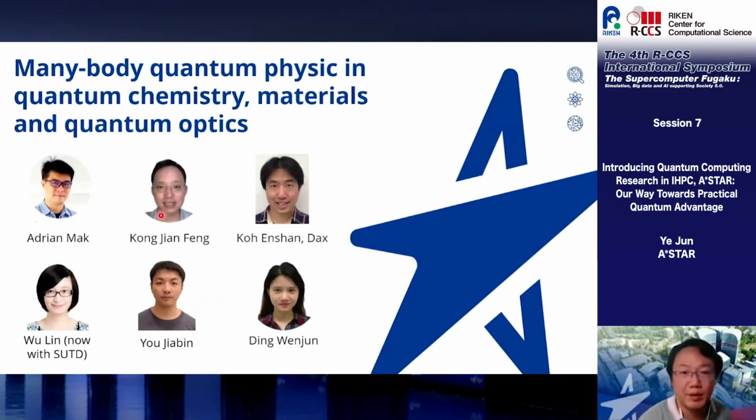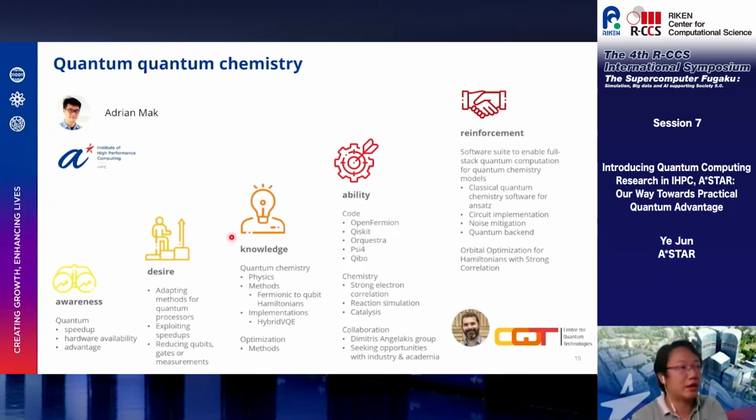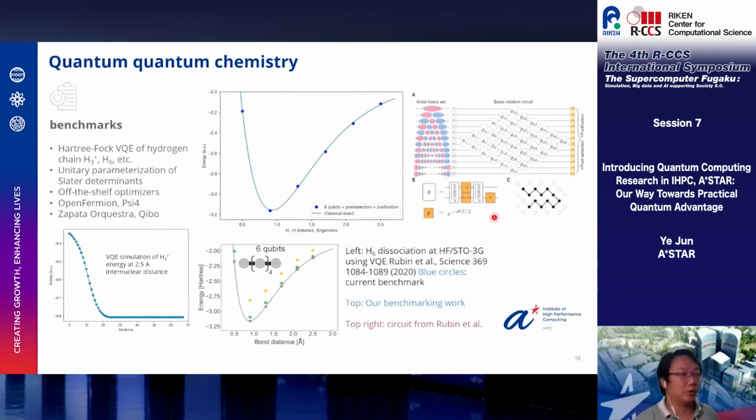So this is our team looking at many-body quantum physics in quantum chemistry, materials, and quantum optics. For quantum chemistry, we consider the adoption of quantum computers for classical information-based quantum chemistry. We attempted to use the ADKR model to communicate our transformation from classical to quantum. In this field, we are gradually building up our capabilities, starting from our awareness of the potential advantage of quantum computers. Since then, we established a collaboration with Dimitri's group in CQT, and we are currently building up a lot of interesting work with them.